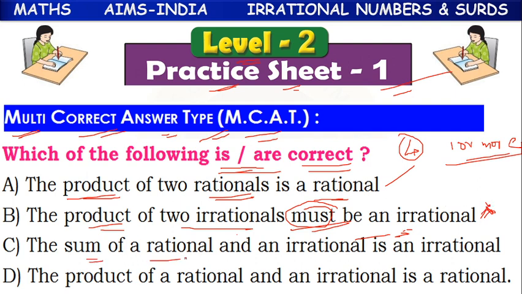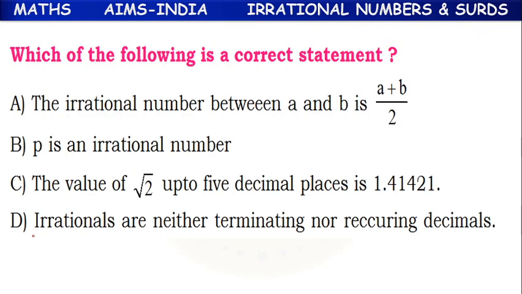The sum of a rational and an irrational number is always irrational, correct, because a combination of rational and irrational is always an irrational number. Product of rational and irrational is rational, wrong, because it's a combination of rational and irrational, it will become irrational, but they have given rational, wrong. So two options are correct, one is A, another one is C.